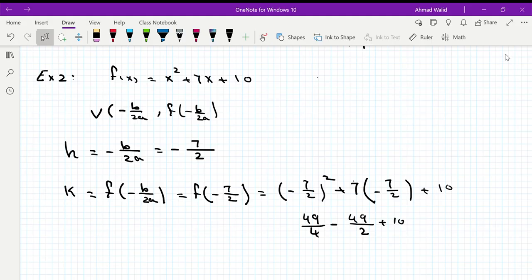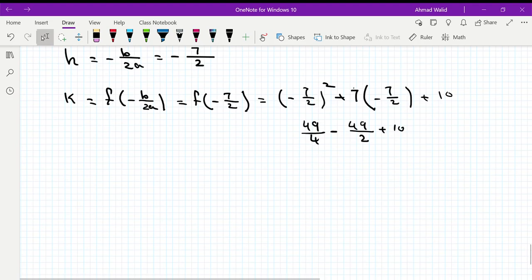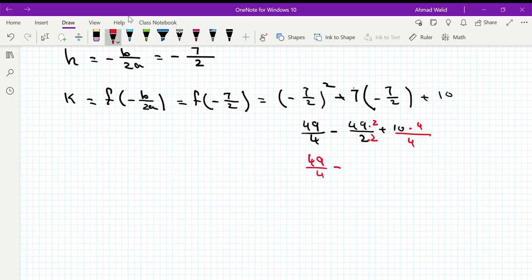You need a common denominator. Next step, right? Here, times 2, times 2. Here, times 4, and denominator 4. Then it gives you 49 over 4 minus 2 times 49.